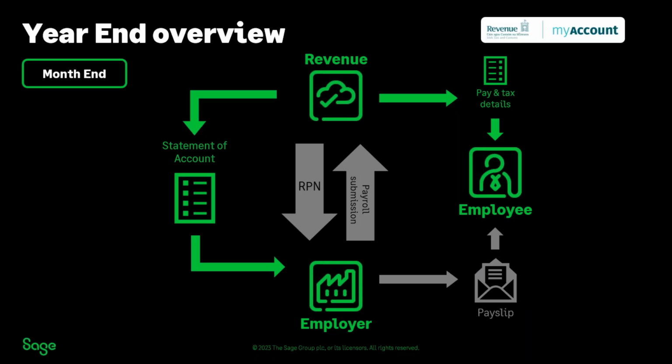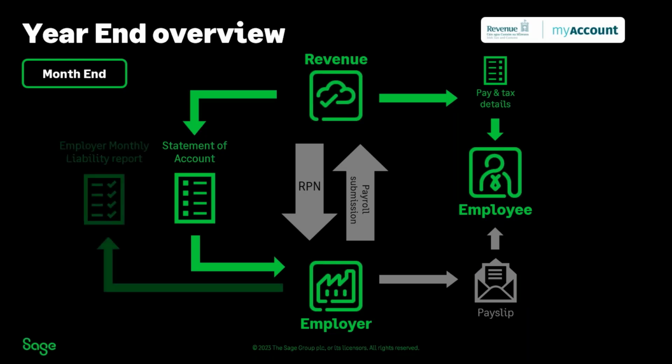They would sign into My Account on the Revenue website, and they can see what's been submitted on their behalf. What we recommend as you go through the tax year is that you run the Employer Monthly Liability Report at the end of each month and do a quick check to make sure that the totals on that report are the same as the totals on your Revenue Statement of Account. That way you can be sure as you're going through the year that everything is correct. And that's something that you might repeat at year end as part of your housekeeping, which we're going to cover a bit later on.